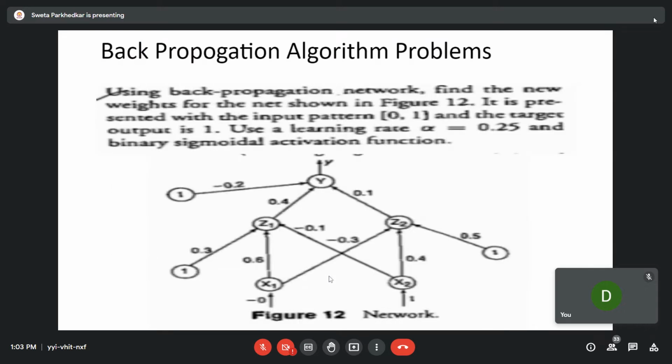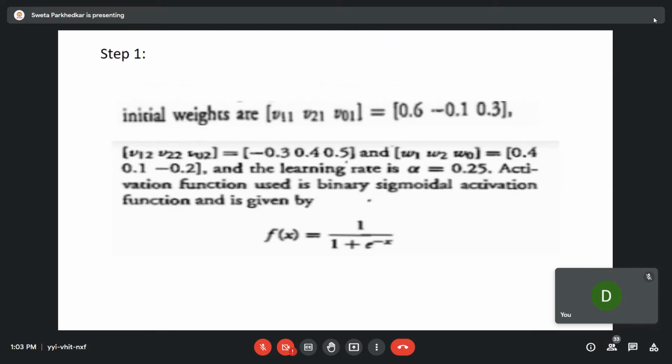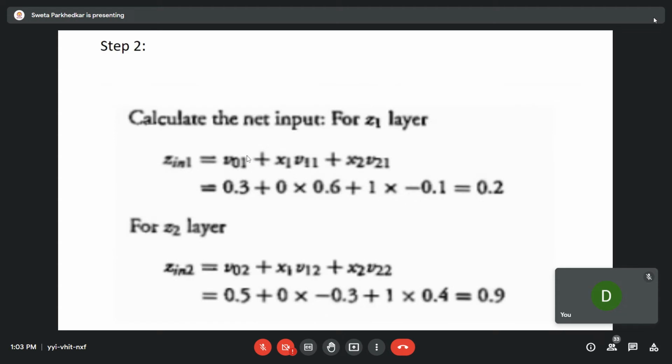So you can calculate the net input going to Z1 and the net input going to Z2. तो ये दो क्या रहेंगे? For Z1 layer and for Z2 layer, right? So can you calculate it? Net input as like this. V01 is your bias, then plus X1 V11 plus X2 V21, and for Z2 layer it's V02 plus X1 V12 plus X2 V22. This is your step 2. Write this.